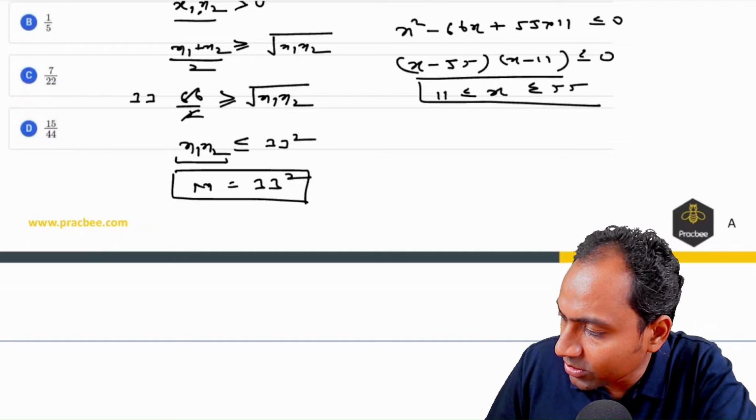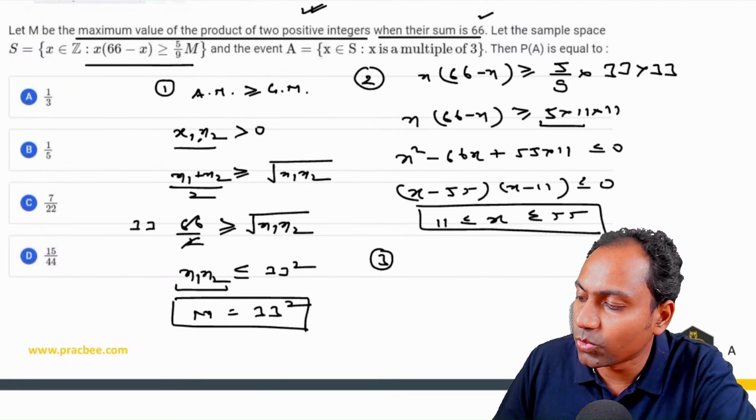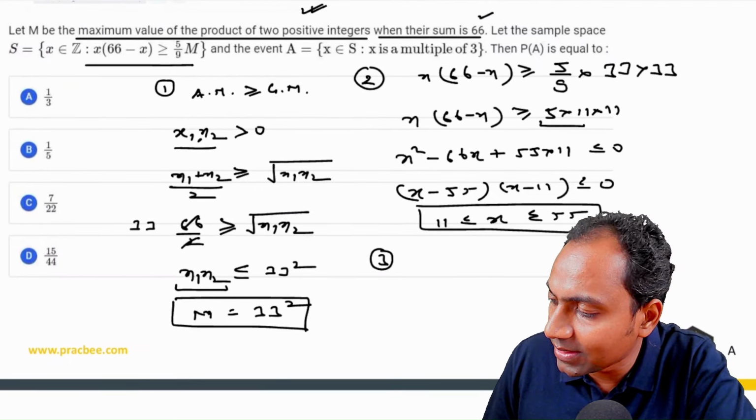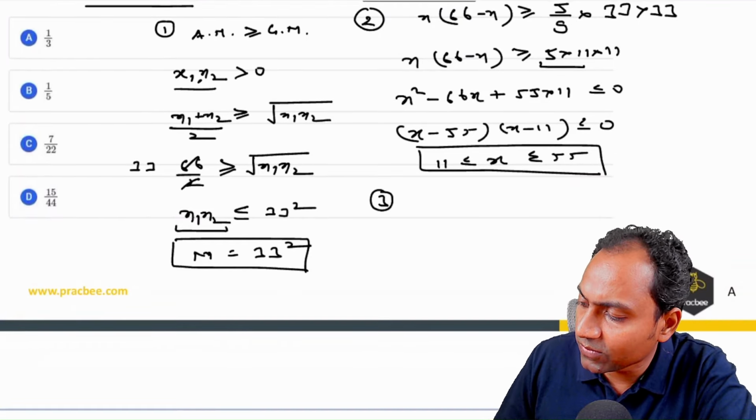Now let us come on to the third part, that is the P and C part. Now what they're saying in the third part is we need to find such values of a for that x is a multiple of 3. So how to calculate the number of multiples of 3? So the method is very simple.